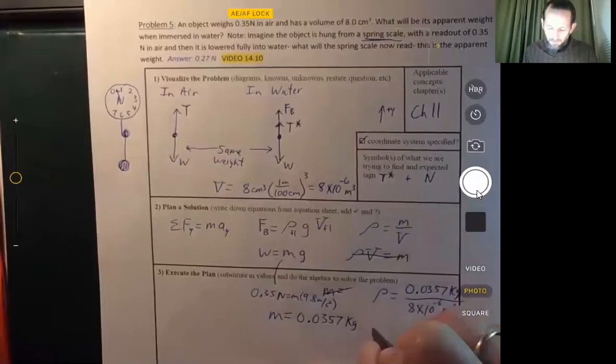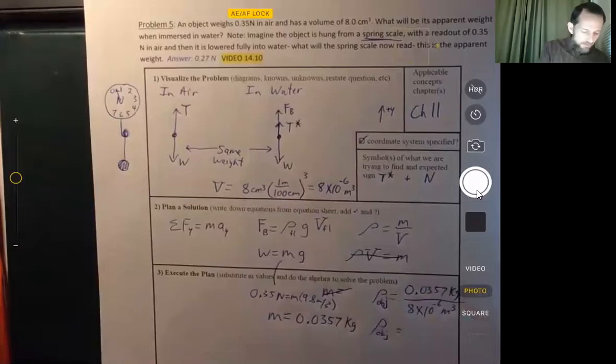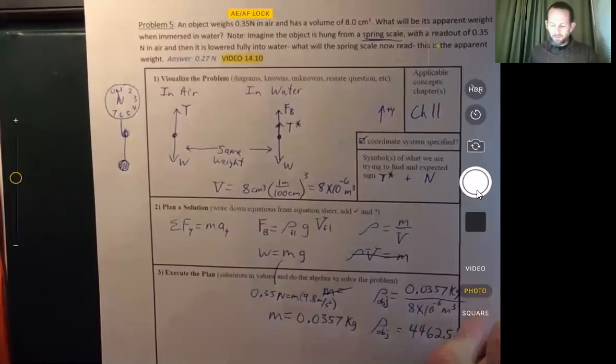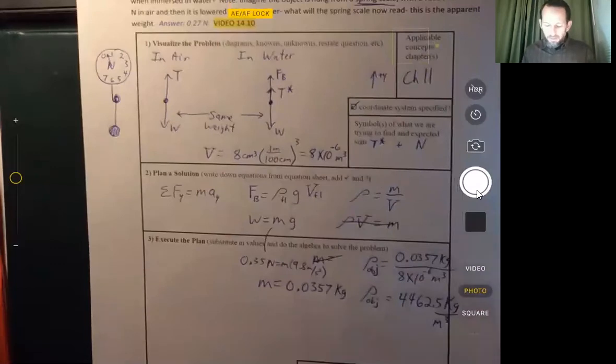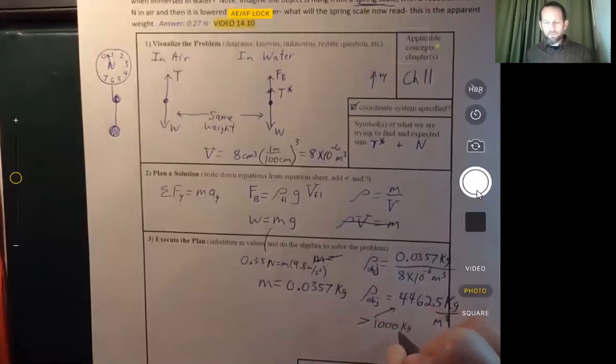And then we get the density of the object here, 0.0357 divided by 8 times 10 to the minus 6th, and we get 4,462.5 kilograms per cubic meter. So first of all, we can see that that value is greater than 1,000 kilograms per cubic meter. Why is that important? Well, that means it's going to sink.